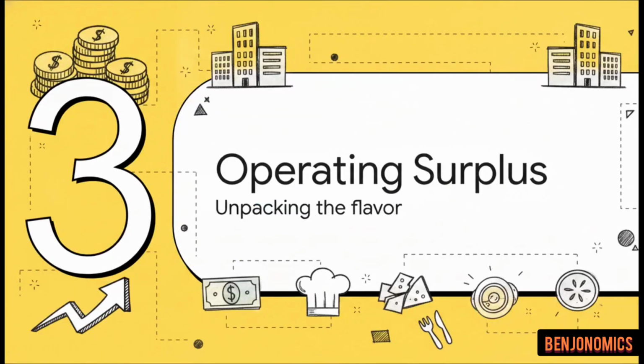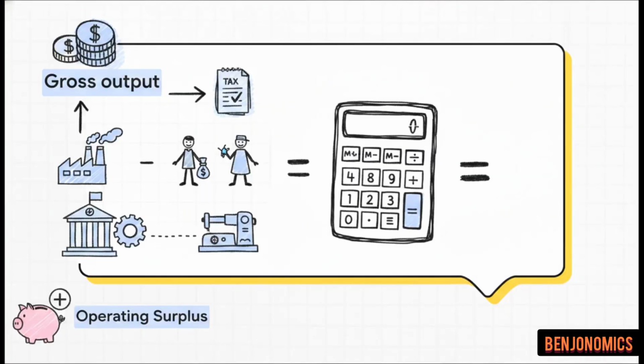All right, part 3. Unpacking operating surplus. Let's zoom in on that second slice of the pie, because this one often trips people up. What exactly makes up the corporate and property sector? Well, if we look at the official Central Statistical Organization definition, they describe operating surplus as the gross output of a producer's value less the sum of intermediate consumption, compensation of employees, consumption of fixed capital, and indirect taxes. I mean, wow, talk about a mouthful, right? Let's translate that into plain English.